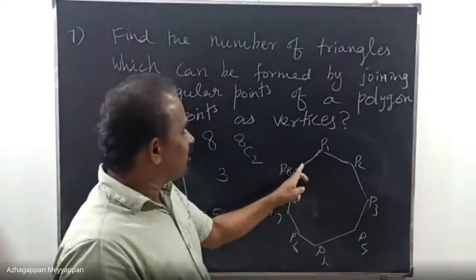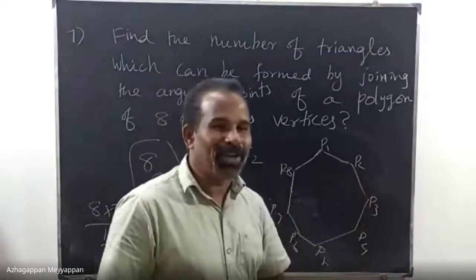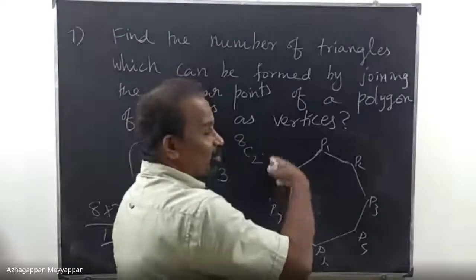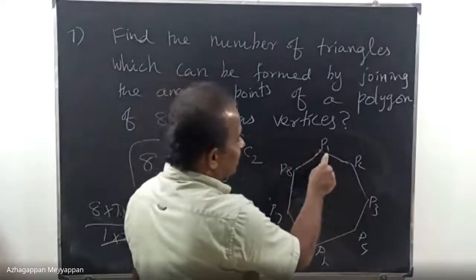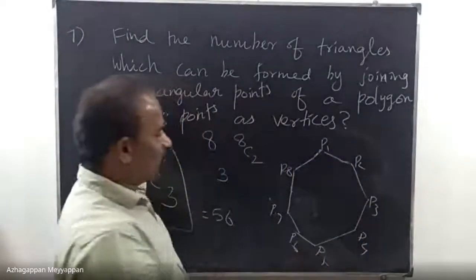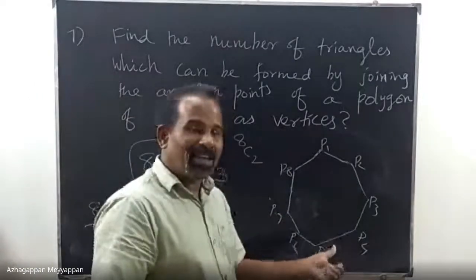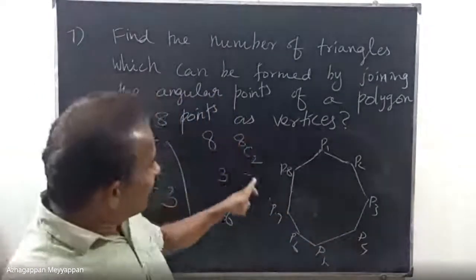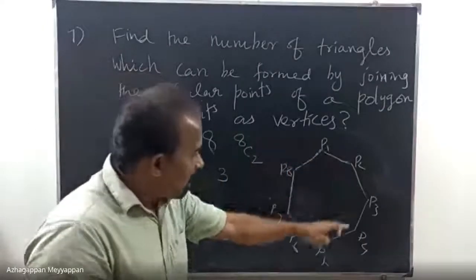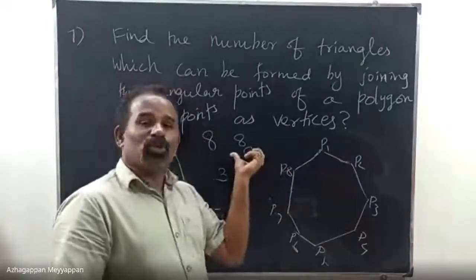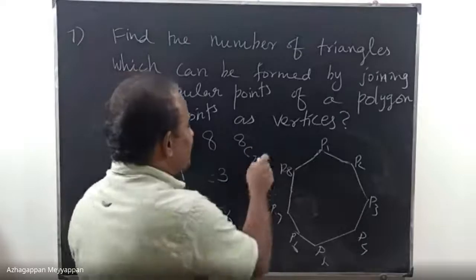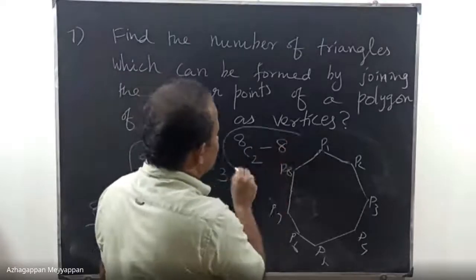But these will not be diagonals, so we have to subtract them. This line, this line, this line. There are 8 points, therefore 8 sides. Definitely, in this 8C2, all the sides are also included, but we have to subtract them. Therefore, minus 8. This is most important.